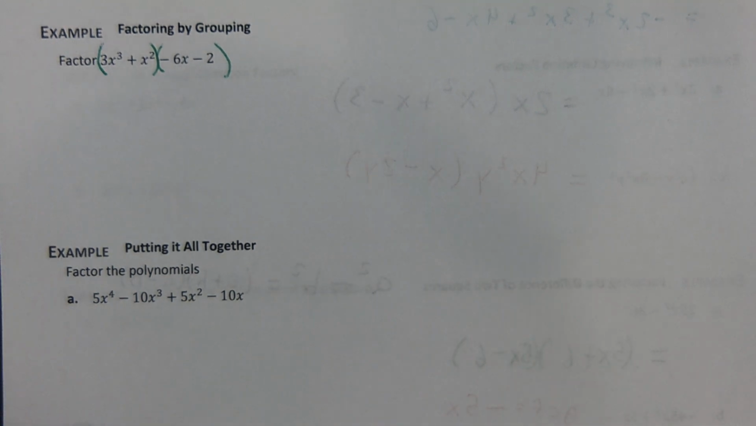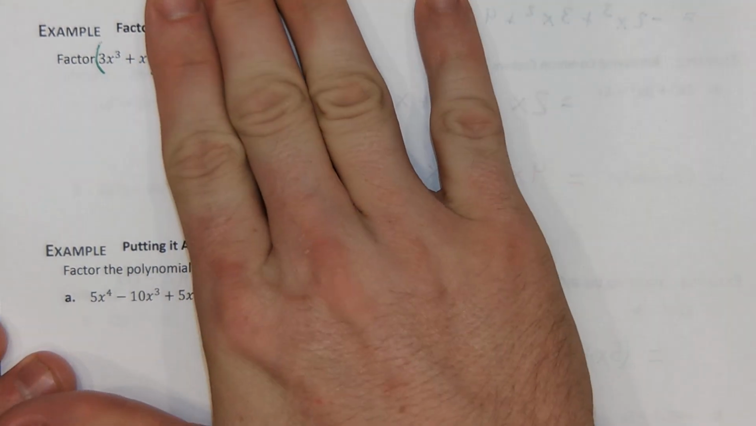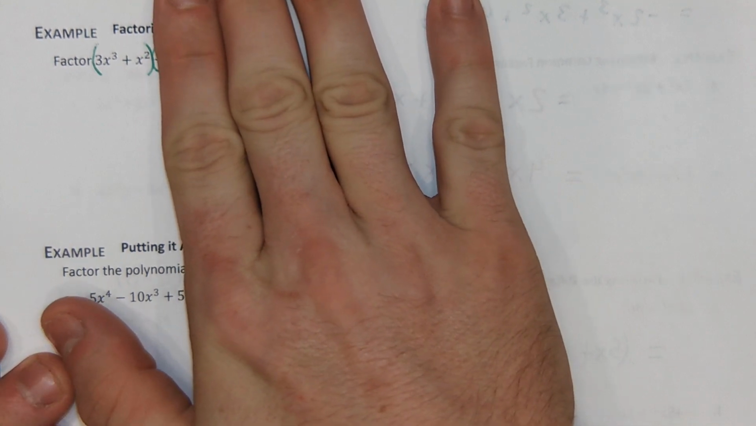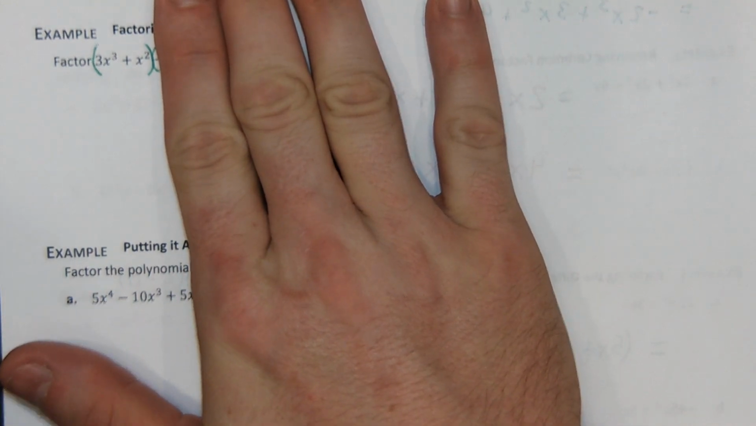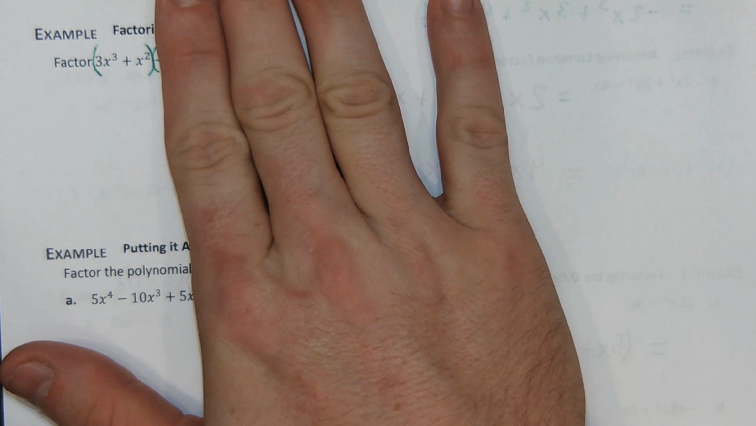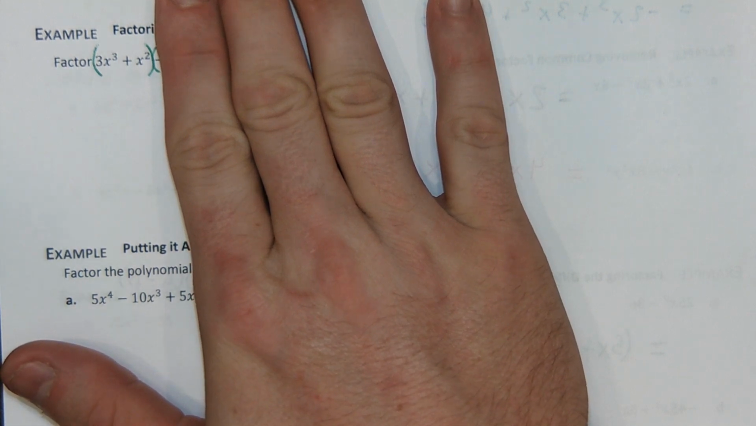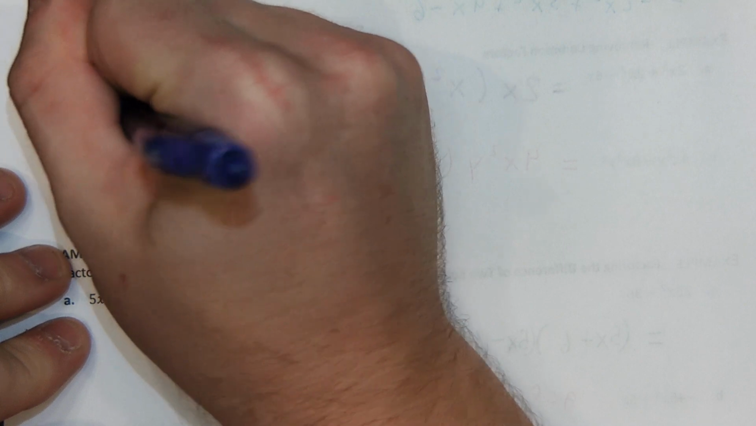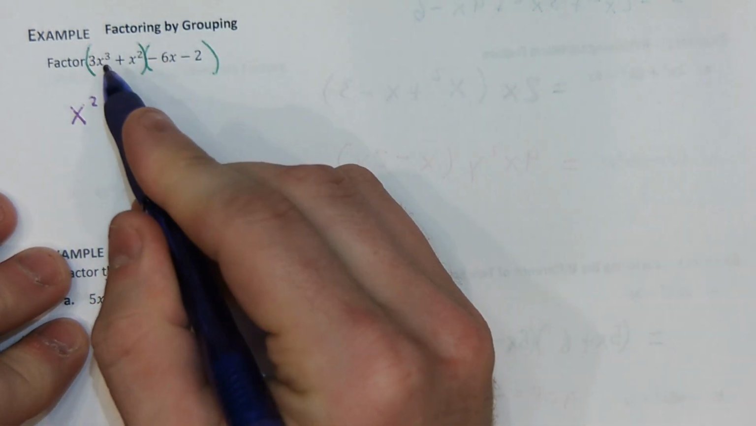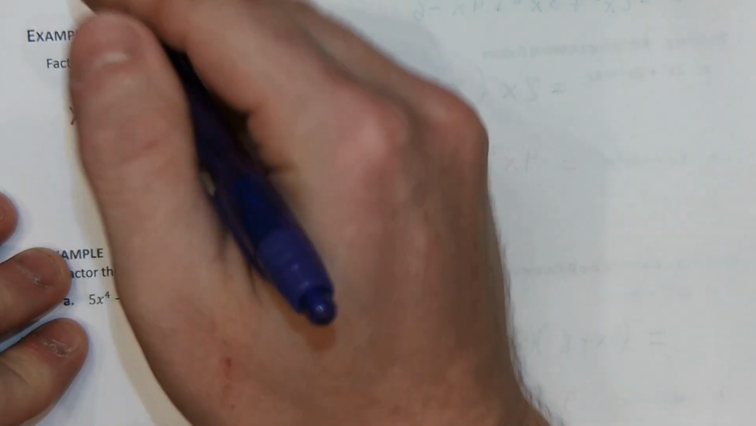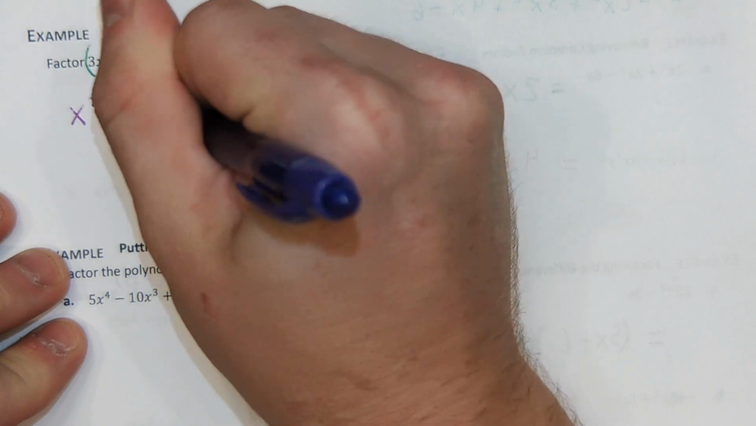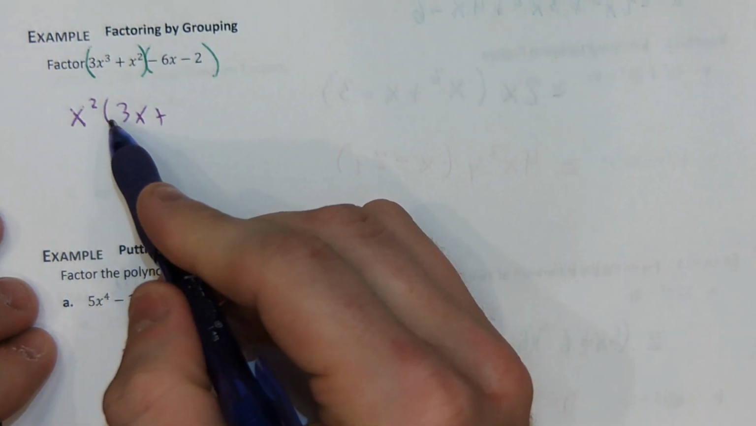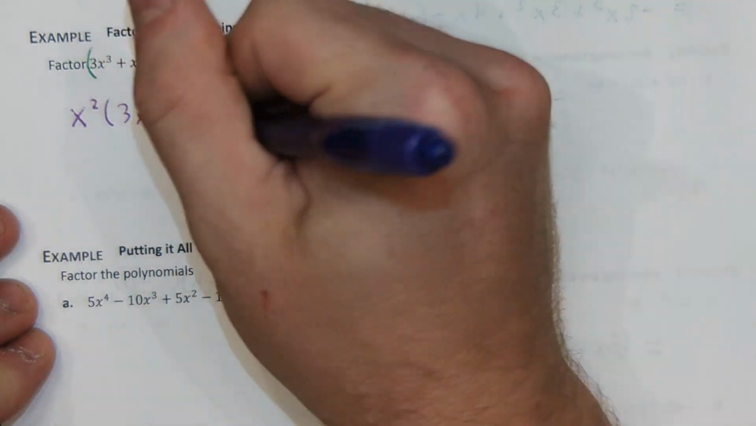The way factoring by grouping works is you now look at the first group only and you ask, what is the GCF of this first group? What could I take from both 3x to the third and x squared? It's x squared. I can take x squared from both of those. And it leaves behind a 3x plus, and remember this is division, so x squared divided by x squared is 1.